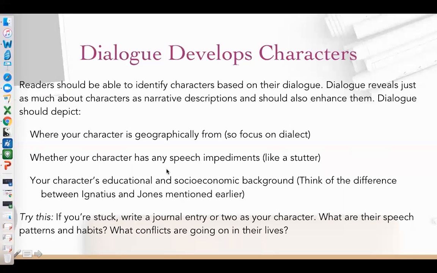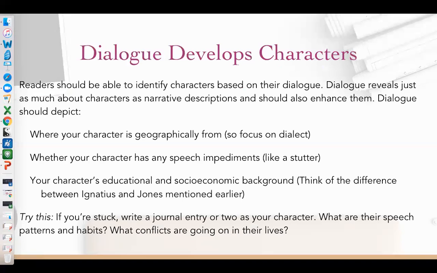Now, dialogue develops characters. Readers should be able to identify your characters based on their dialogue. And this is something that I studied intensively because I absolutely geek out on it. Dialogue conveys where our character is from geographically, which is definitely dialects, and not just country, but different regions like Appalachia. Someone from the mountains of West Virginia is going to sound a lot different than someone from southern Georgia. Does your character have any speech impediments? There's a couple of good ones. Stephen King seems to do speech impediments a lot.